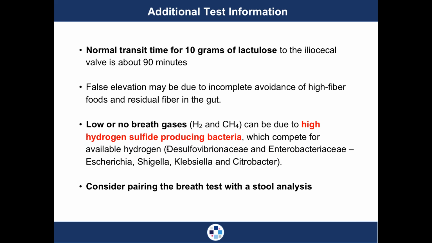Once again, there could be a false elevation that can be due to incomplete avoidance of high fiber foods. I'll talk to your patient about that. Here's one of the caveats. If you get your test results back and there's low or no breath gases, and you have a very high suspicion for your patient to have SIBO, that can be due to high hydrogen sulfide producing bacteria, and I have them listed here. If there's a high Escherichia, let's say E. coli, Shigella, Klebsiella, or Citrobacter, those can be sucking the hydrogen down because they will use that. So definitely keep that in mind.